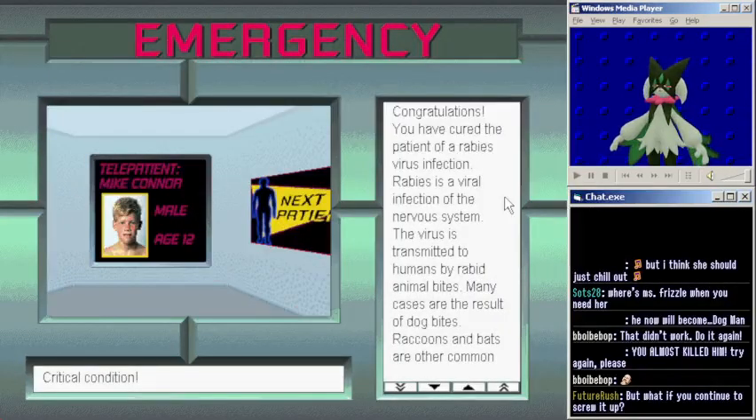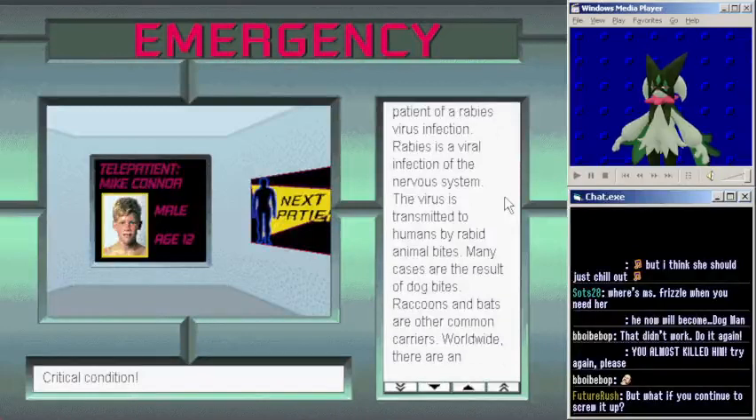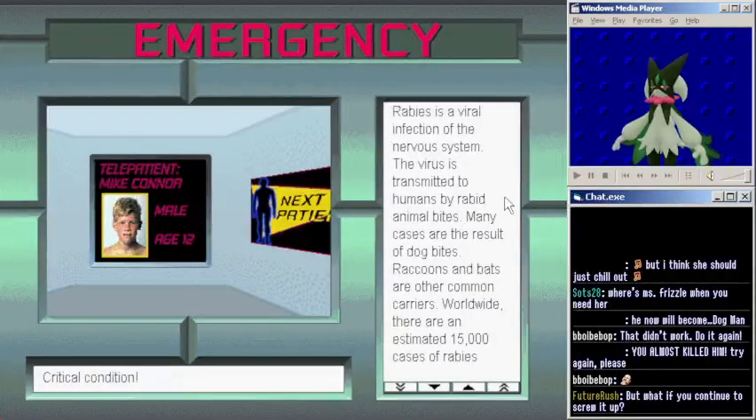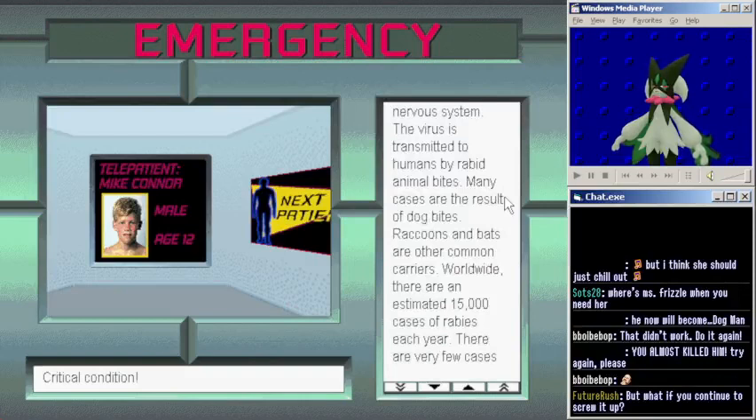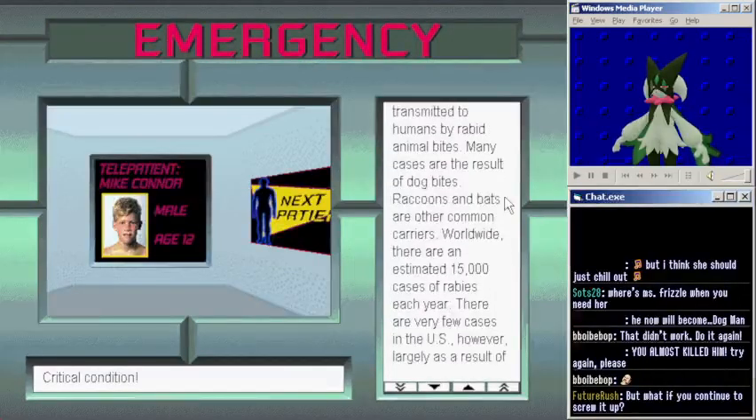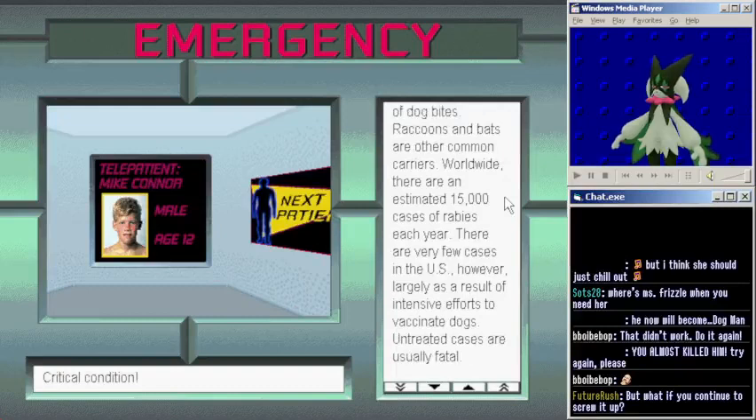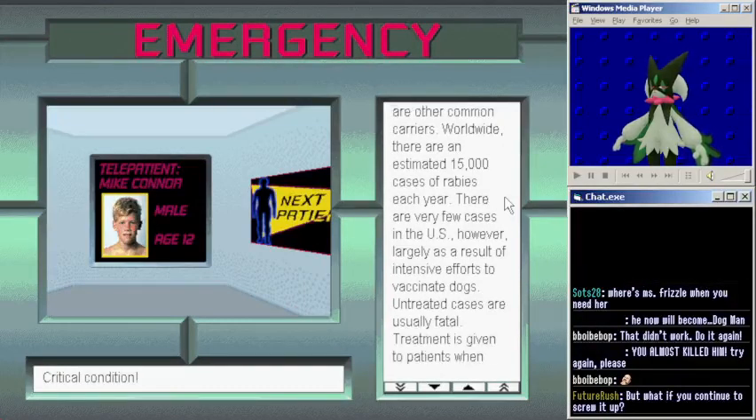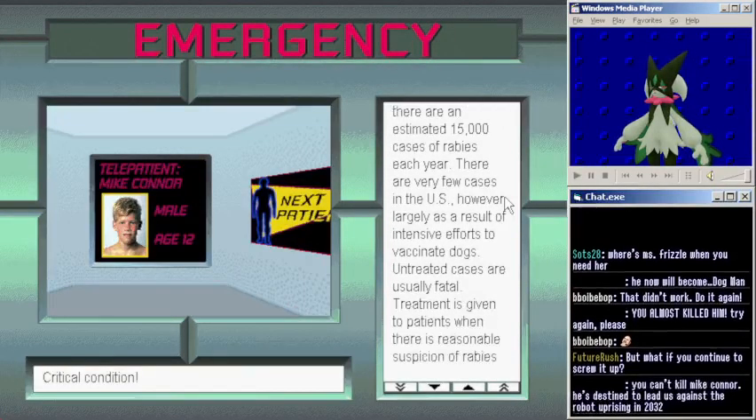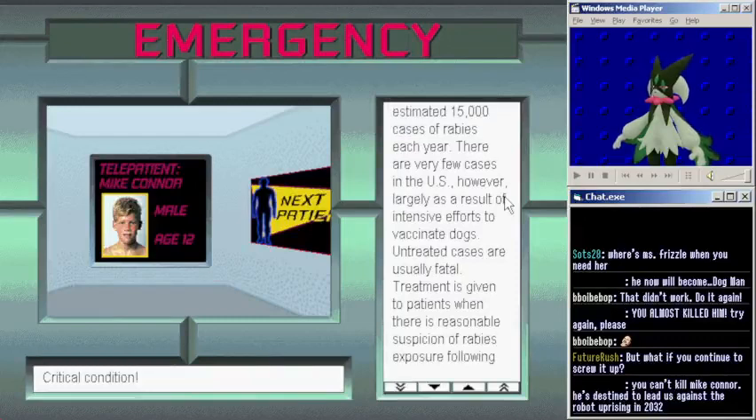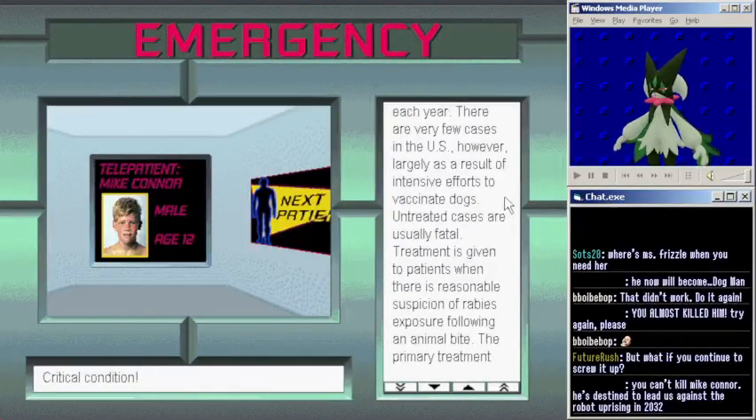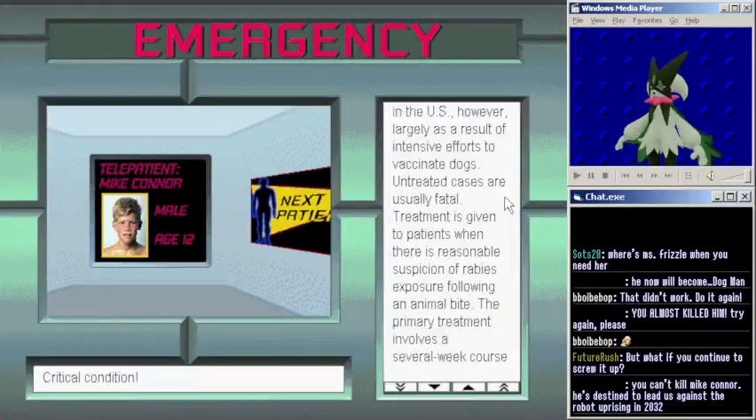You have cured the patient of a rabies virus infection. Rabies is a viral infection of the nervous system. The virus is transmitted to humans by rabid animal bites. Many cases are the result of dog bites. Raccoons and bats are other common carriers. Worldwide, there are an estimated 15,000 cases of rabies each year. There are very few cases in the U.S., however, largely as a result of intensive efforts to vaccinate dogs. Untreated cases are usually fatal.